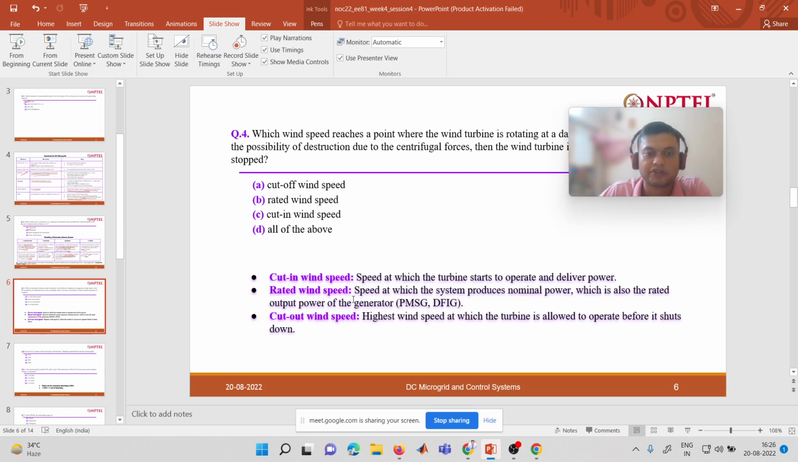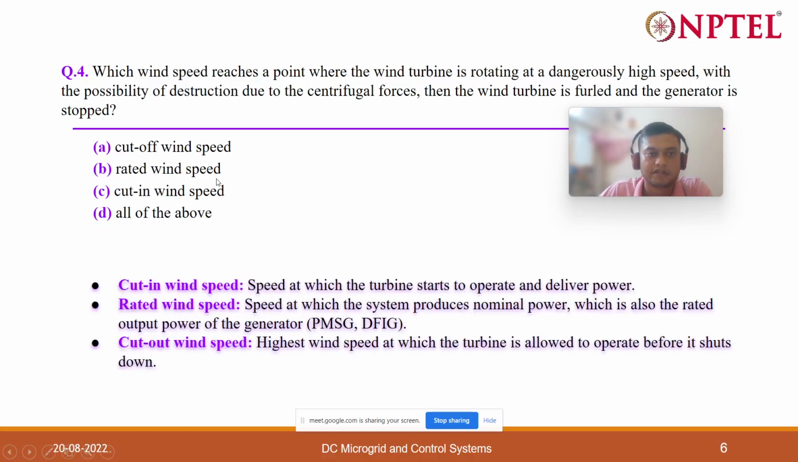And the most commonly used generators in wind systems are the permanent magnet synchronous generator and the doubly fed induction generator. And the cut out wind speed is the highest wind speed at which the turbine is allowed to operate before it shuts down. So the correct answer will be cut off wind speed.